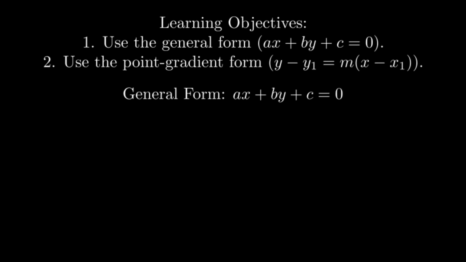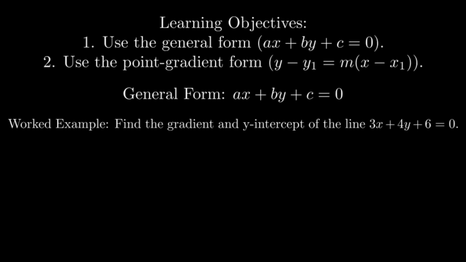First, let's look at the general form, which we just saw, ax plus by plus c equals 0. In this form, all terms are on one side of the equation. A key skill is to be able to find the gradient and y-intercept when the equation is given in this form. To do that, we rearrange it into the gradient-intercept form, y equals mx plus c.